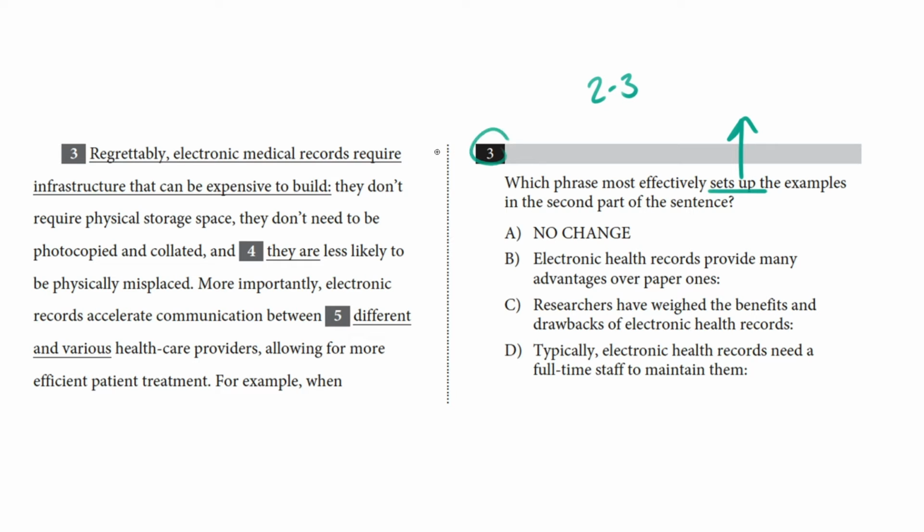And so this is question 3. The examples are going to be in this sentence, right? It's referring to the examples in the second part of the sentence. So everything after this colon. So what we're trying to do in this question is identify the choice that best sets up those examples.